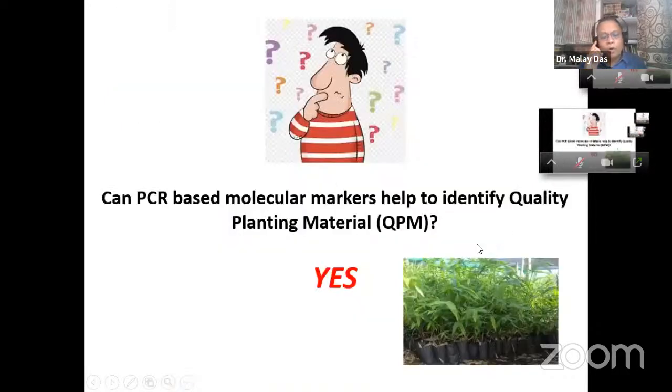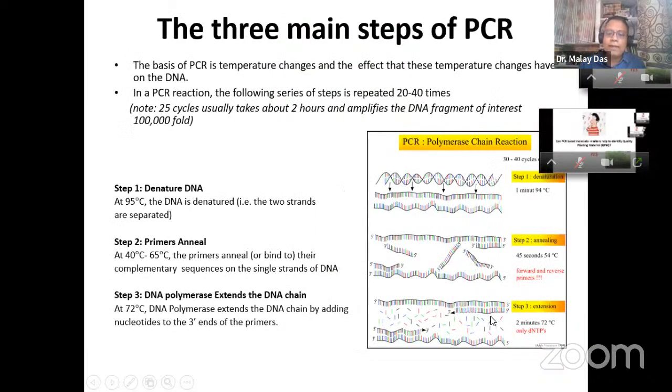Now, many years ago, the question that we asked is: can a very simple PCR based molecular marker help to identify quality planting material, or QPM? And what do I mean by QPM? If you go to a nursery, you will see hundreds of such seedlings, and let's say this one is the genotype where the cellulose content is high and lignin content is low, like the genotype we have identified.